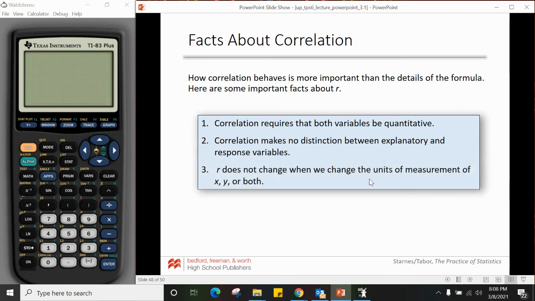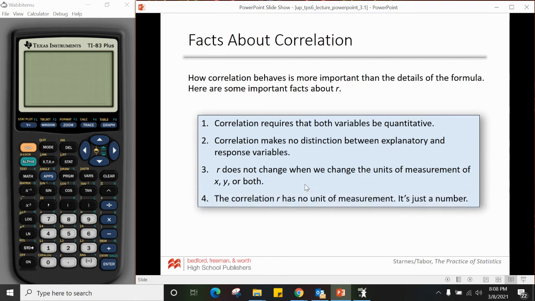R does not change when we change the units of measurement of x, y, or both. And that's because the correlation, like I said, of R has no unit measure. It's just a number. So regardless of how you scale these values, the relationship's going to be the same as long as you scale them the same. It doesn't matter what the unit is on them. It doesn't matter if you had centimeters and then you went to millimeters or whatever the unit was. It's going to have the same correlation because it is unitless. So changing the units won't change the correlation.